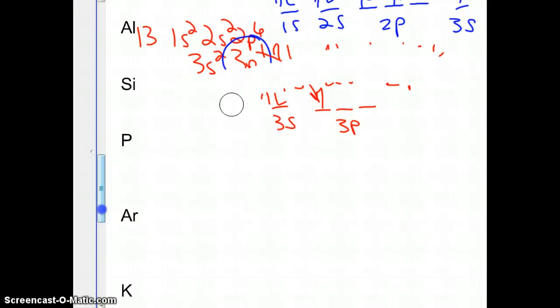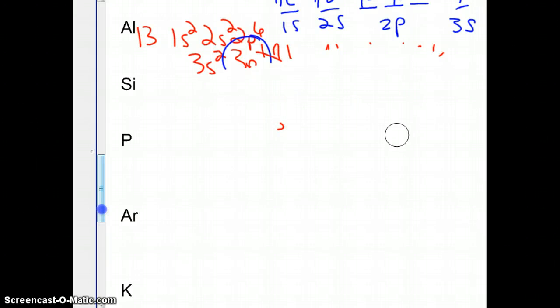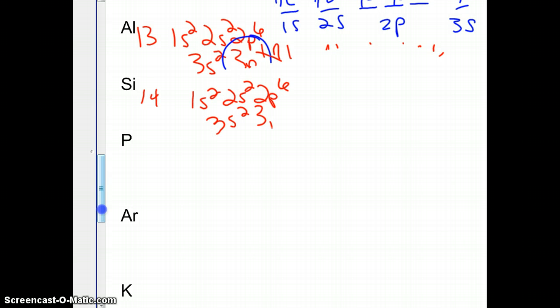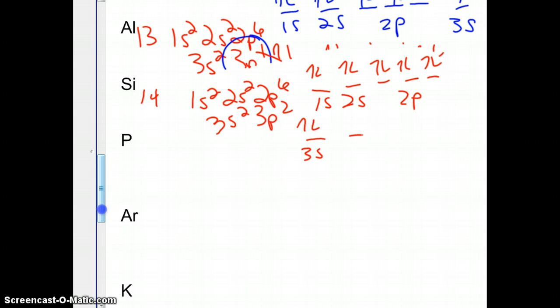Hopefully the sub has given you enough time to practice this on your own. Let's see how you did. Silicon has 14, 1s2, 2s2, 2p6, 3s2, 3p2. 1s up, down, 2s up, down, 2p up, up, up, down, down, down, 3s2 up, down, 3p once again, up, up, and that's it.